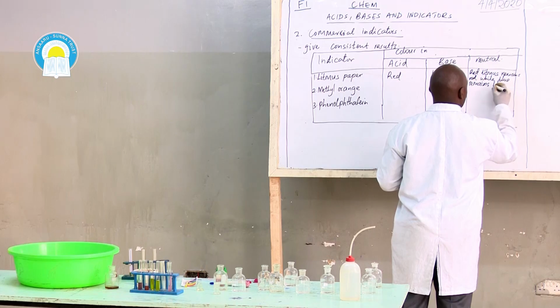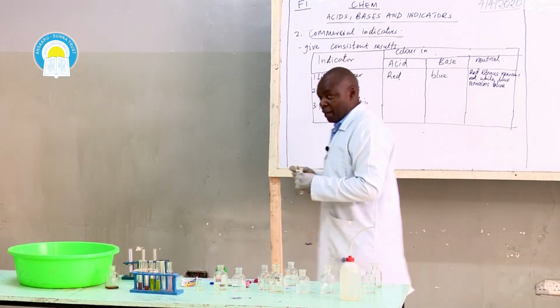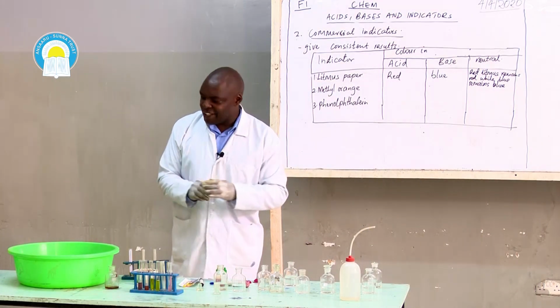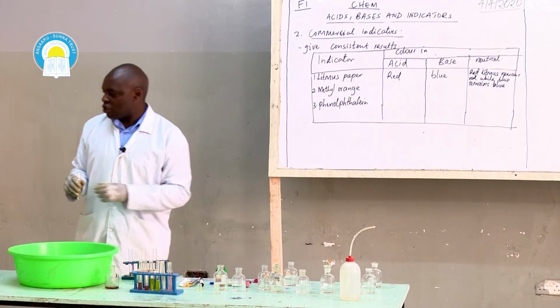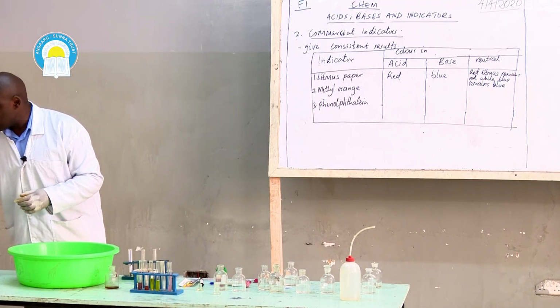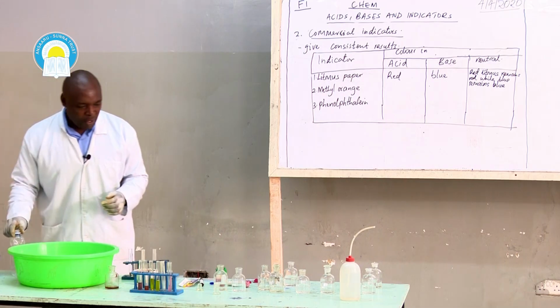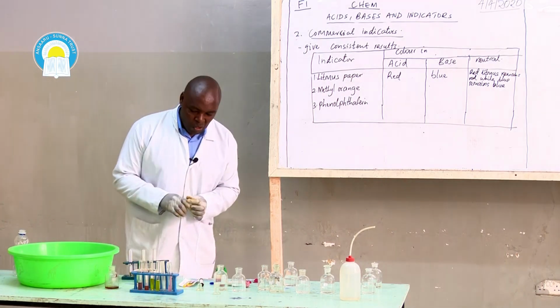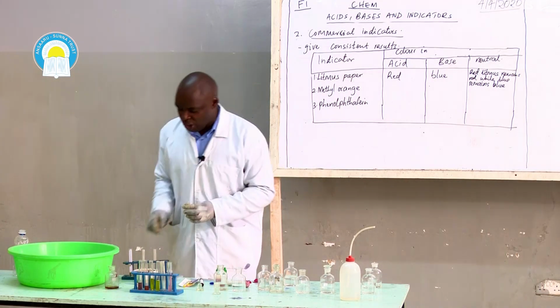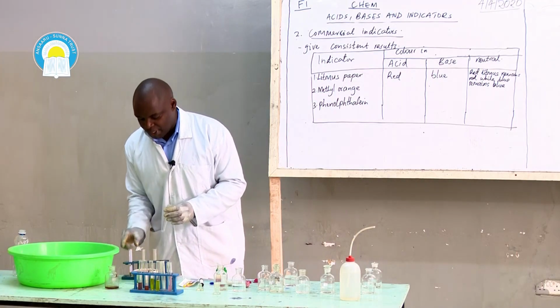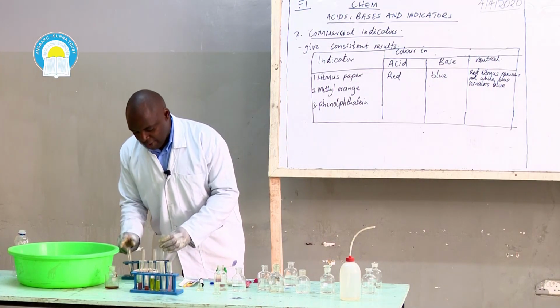We don't say there is no change on the litmus paper. We cannot observe nothing. We can only observe that the color of the paper is not changing, but we cannot observe no change.